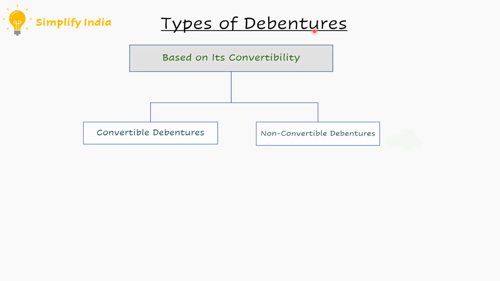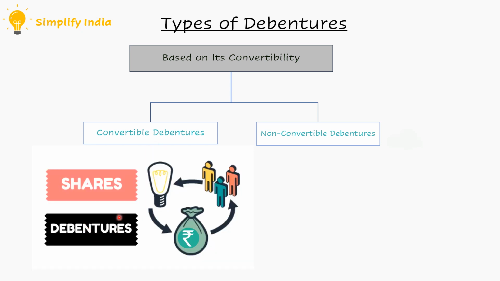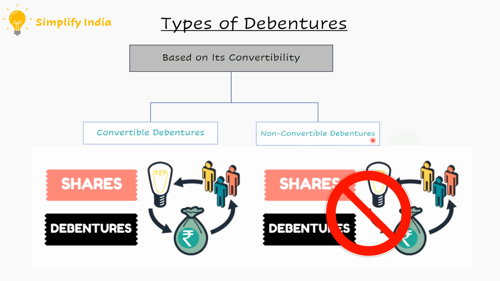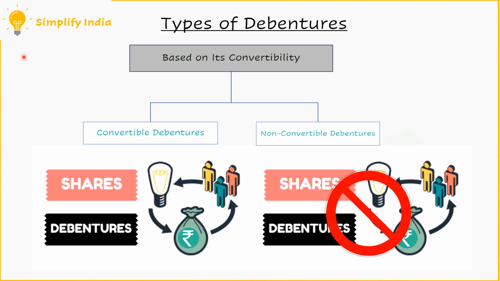Next, we have the types of debentures based on convertibility. First is the convertible debenture and then the non-convertible debenture. In the case of convertible debentures, the debentures can be converted into shares to enjoy ownership in the company, whereas non-convertible debentures cannot be converted into shares.